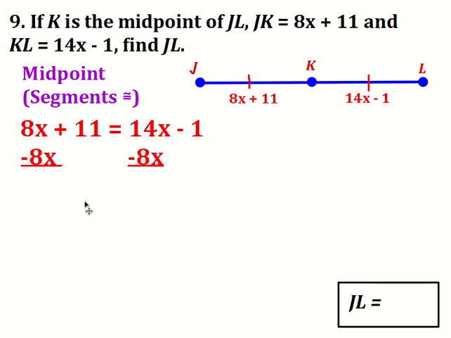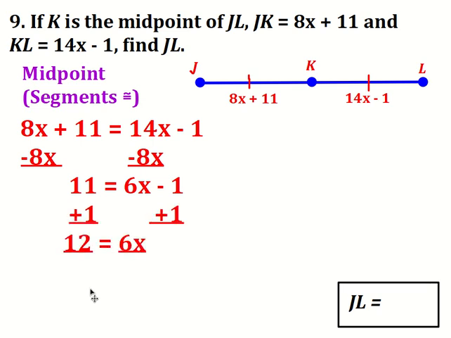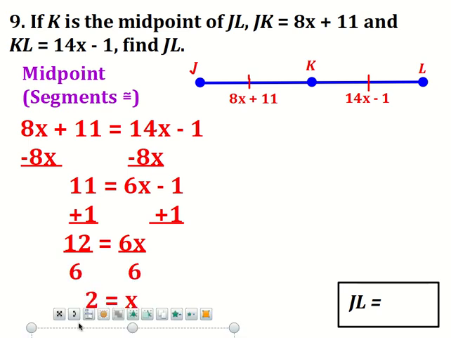So we're going to subtract 8x first on both sides. So 11 equals 6x minus 1. I'm going to add 1 on both sides. So 12 equals 6x. Divide by 6 on both sides. X equals 2. Now, you might think that you were done.